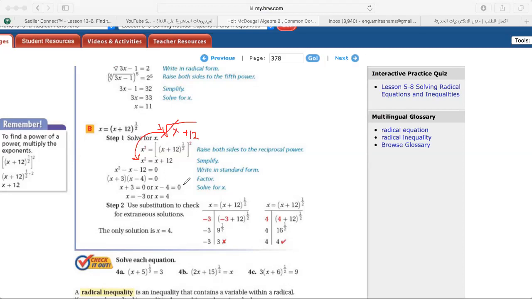So I have to check for the extraneous solutions. I will check here for negative 3. When I check for negative 3, the two sides are not equal. When I check for 4, the two sides are equal. That's why checking by substitution is so important to find the extraneous answer.